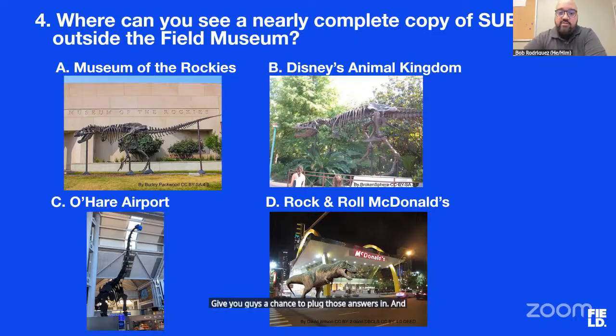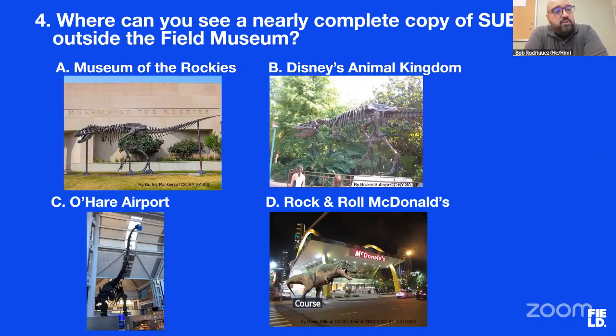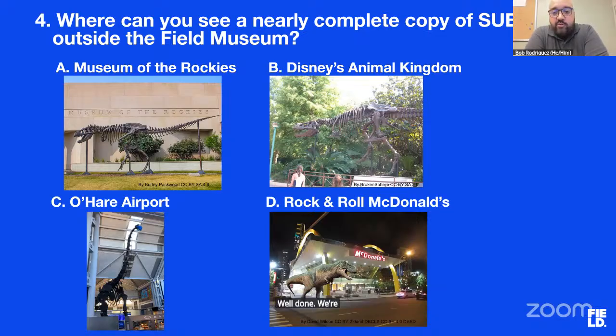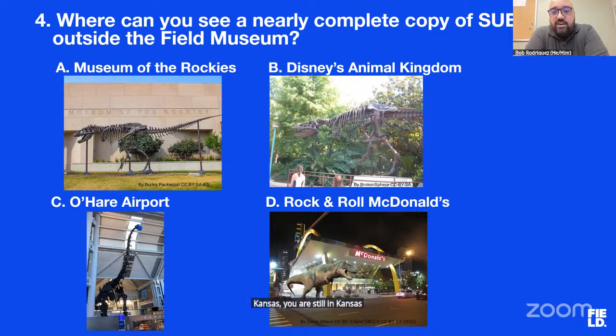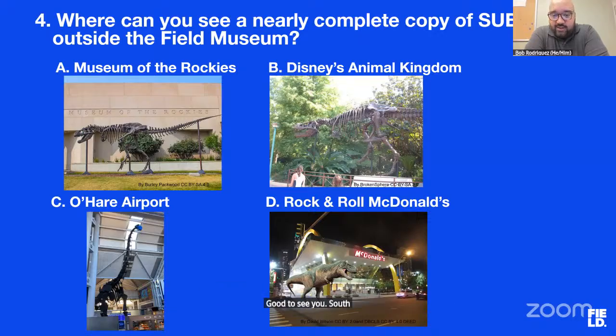And while we're waiting for some answers to come through, just going to give some shout outs here. Of course, Illinois, that's where the Field Museum is. So appreciate all my Illinois peeps out there. We got some Michiganders. Well done. We're glad to have you. And our neighbors over in Indiana. Good to see you. Kansas, you are still in Kansas, but the Field Museum ain't in Kansas anymore. Welcome in. Good to see you. South Dakota, Cali is here, Rhode Island, Florida, Georgia, Roll Tide, New Mexico, Virginia, Minnesota, and Ohio. Welcome in. We are glad to have you all.